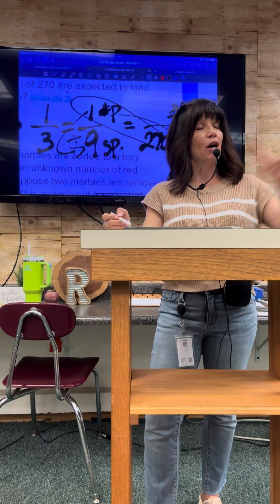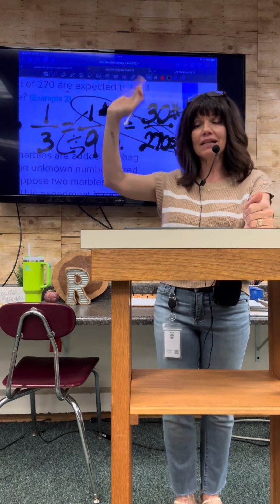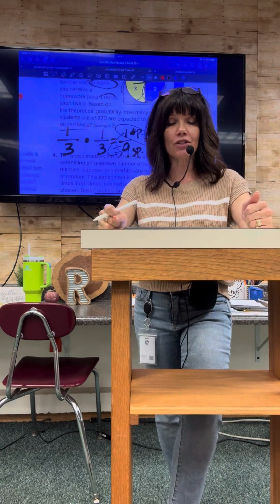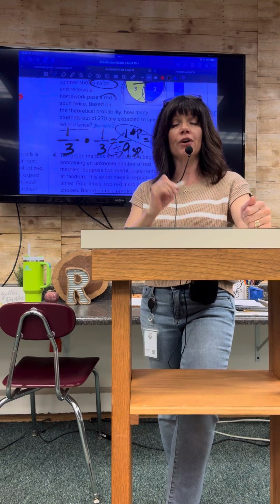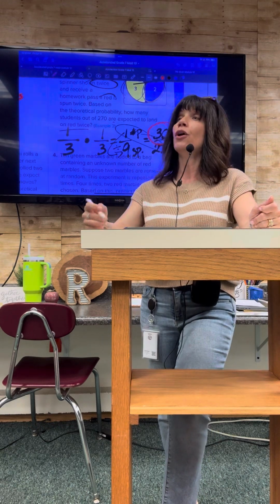Raise your hand when you have an amount. Go. 30. Who agrees with 30? You should, because it is correct. So when they ask you, how many students out of 270 are expected to land on red twice? Class, your answer in a moment online will be 30. Excellent. Let's move on to number 3.